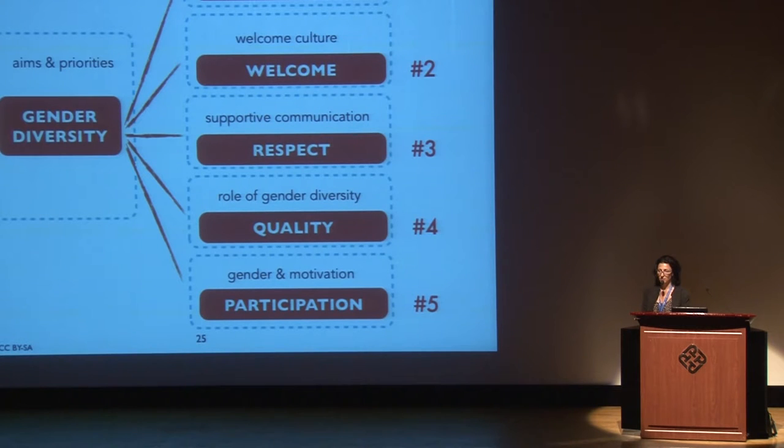The second thing is creating what we call a welcome culture, and I heard about friendly spaces. I think these are all very similar concepts. So really creating a culture where everybody is welcome, feels welcome. The third one is respectful, supportive communication. The fourth one is quality. Here we would like to do more research on how social demographic diversity and epistemic diversity are connected, if at all. But I think they are. And five is participation. Here we will do more research on motivation: why women edit, why they don't edit, why they join Wikipedia, why they don't or don't want to join Wikipedia.